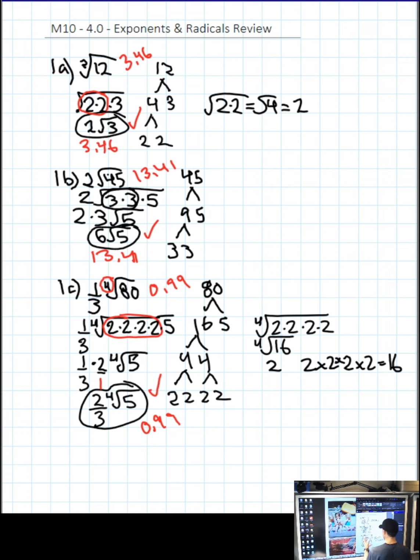So remember, be very careful as to what is the type of index. If it's a square root, we're looking for 2 identical objects. If it's a cube root, we're looking for 3 identical objects. If it's a 4th root, we're looking for 4 identical objects.